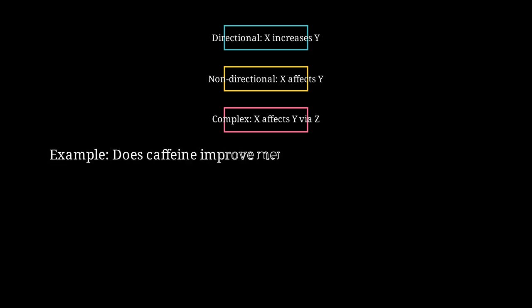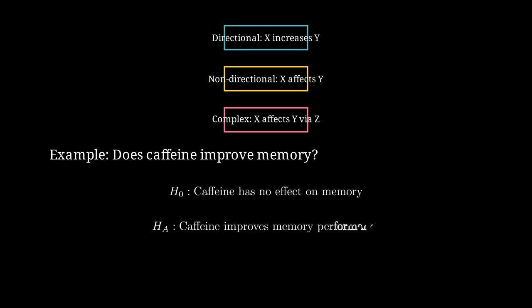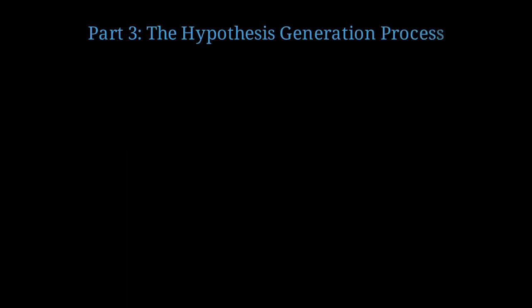Let's consider a practical example. Does caffeine improve memory performance? The null hypothesis states caffeine has no effect on memory scores. The alternative hypothesis predicts caffeine will improve memory performance. Now let's walk through the systematic process of generating a hypothesis.